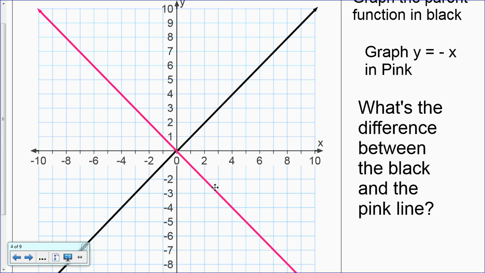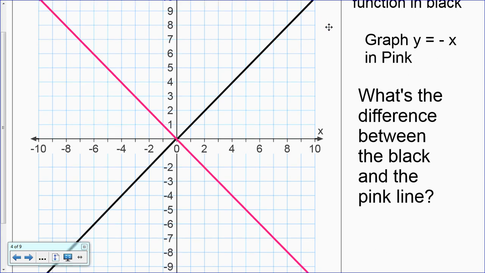So it's going the opposite direction. So again, what's the difference between the black line and the pink line? Well, the pink line's going down while the black line's going up, because the pink line has a negative slope and this one has a positive slope. So really, that negative sign in front flips the whole line. It's like an exact reflection. So it actually is a reflection. Whenever the sign of the slope changes, it's a reflection.